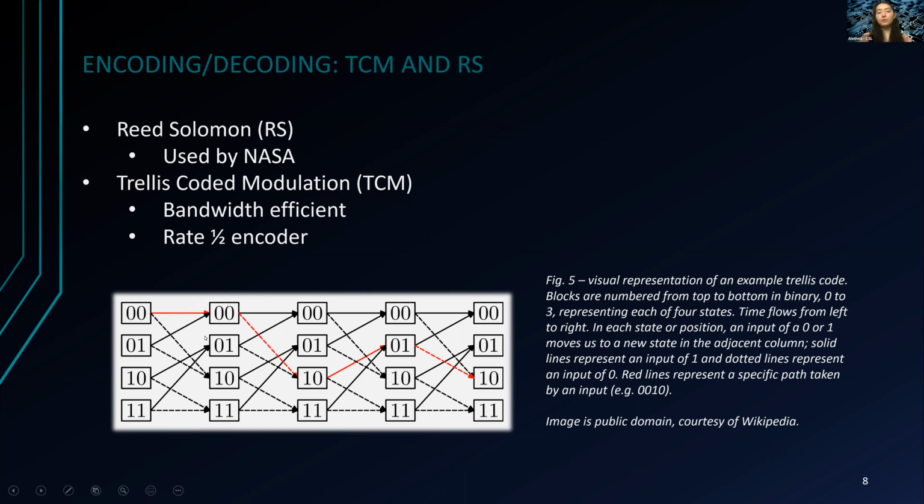The trellis goes forward in time from left to right, and each of these solid lines is an input of a 1 being pushed into the system, and the dotted line is an input of a 0. So basically, if you're in the 0, 0 state, which you could say is maybe 2 lights both being on, then if you get an input bit that is a 1, both lights will stay on. Let's say that this third state is both lights being off, then if you got a 0, both lights would be off, etc.